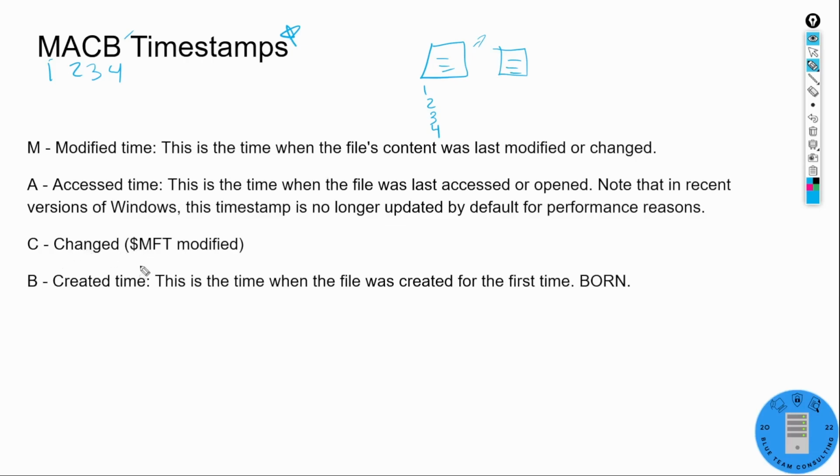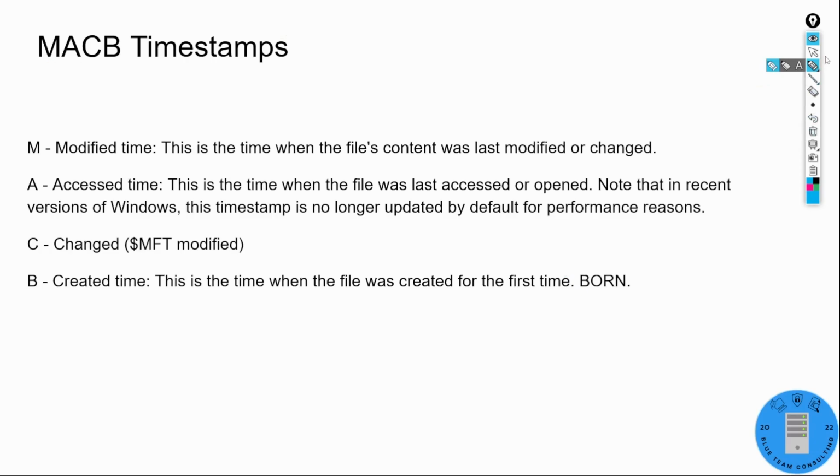Changed, again, something changed within the file. And then birth date, the created time. This is the time when the file was created for the first time, and I want you to think born. It's the birth date of the file, and that should be the oldest date within all of the 4 timestamps, because these events can't occur unless the file was born in the first place. So something to be aware of.